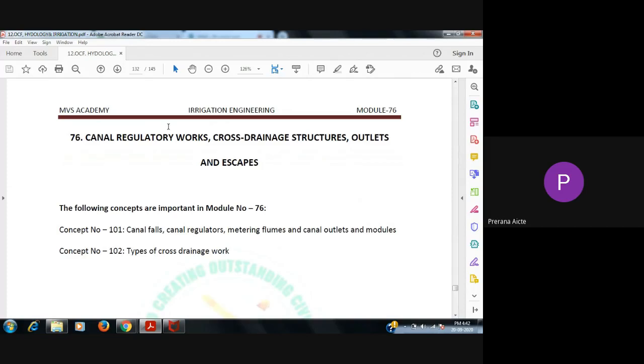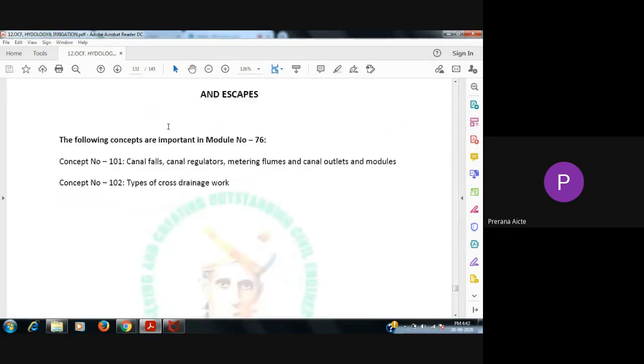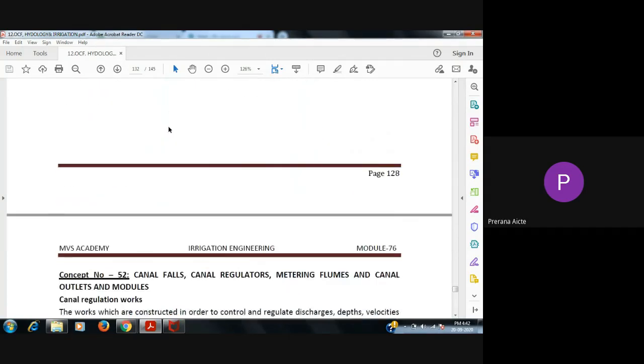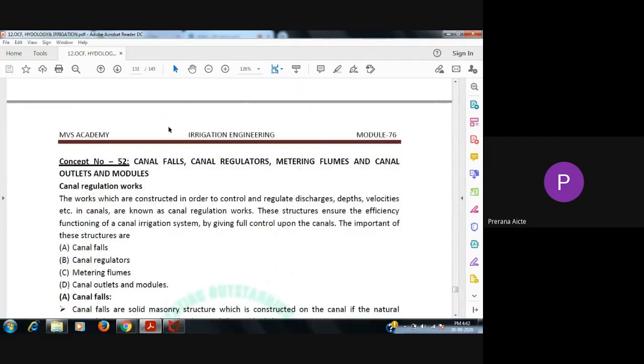Then the last topic: canal regulation works, cross drainage structures, outlets, and escapes. You may also have this in the syllabus in the second semester, but we will just discuss an outline, not in depth. The topics are canal falls, canal regulators, metering flumes, and canal outlets and modules.